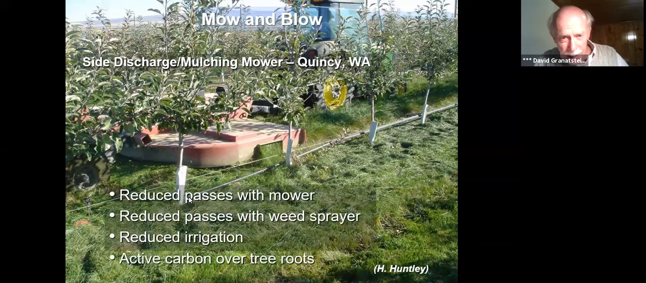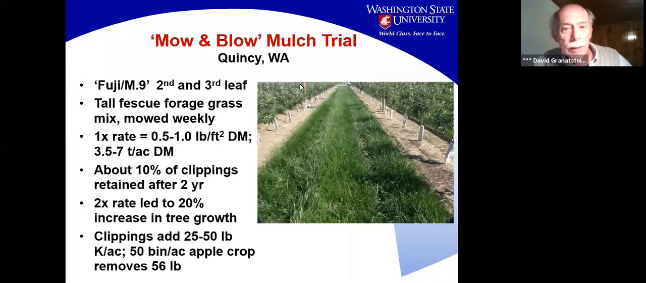And simply by doing that, the grower, of course, had reduced passes with the mower. They reduced their weed spray because this was helping. It wasn't 100%, but it definitely suppressed weeds. They reduced irrigation. There was that water conservation. And so all that saved the grower money right out of the gate. Plus, they're getting that active carbon. They're really benefiting the soil right where the tree roots are. And typically this is bare ground, which is the worst ecological setting for biology and roots. So that was a big incentive for them to try it.